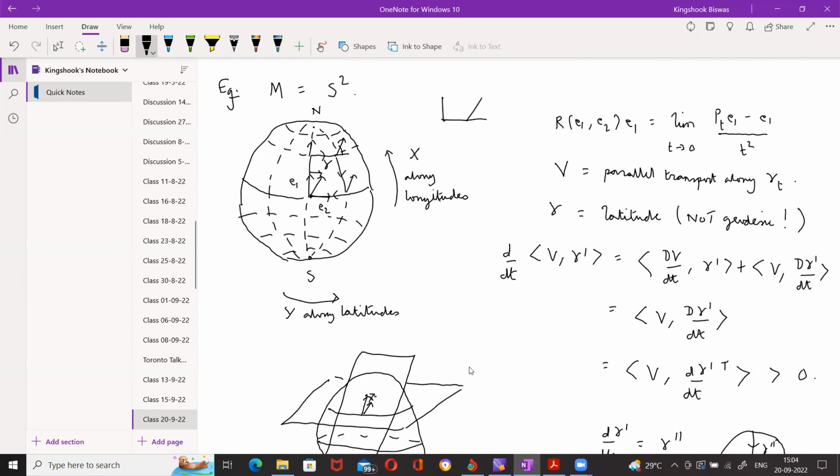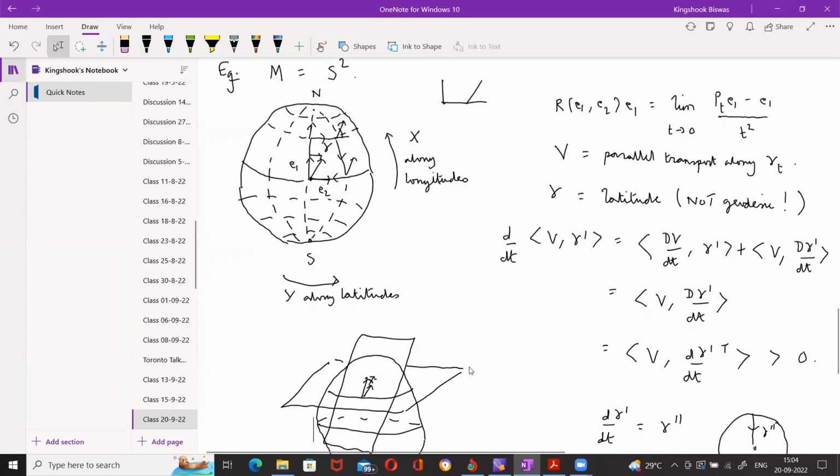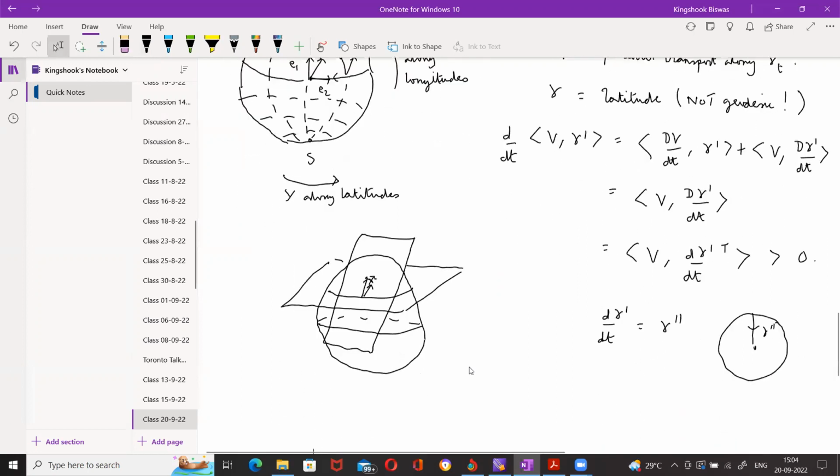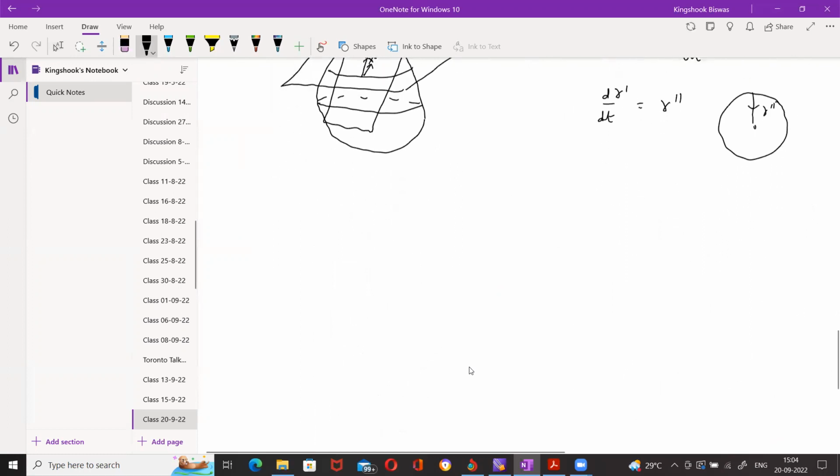So what is the effect of parallel transport along a small loop? It's an infinitesimal rotation. It's rotating infinitesimally in the direction of E2, right? So the inner product with E2 will be positive. This is going in the direction of E2, so this inner product will be positive. That means the curvature is positive. Of course, we're not calculating the value of the curvature. We're just saying the sign of the curvature is positive.